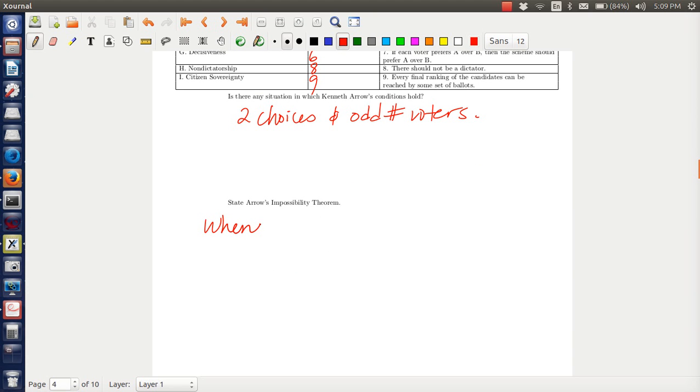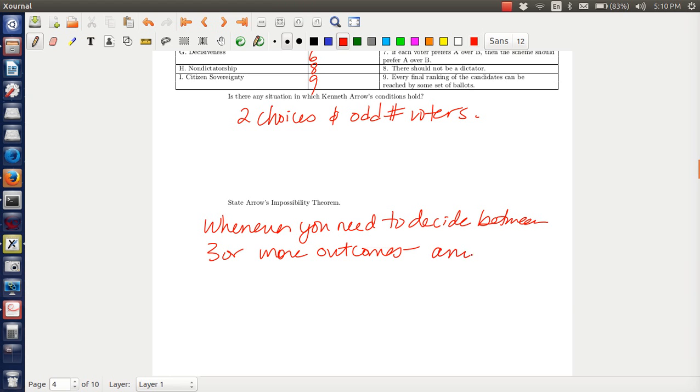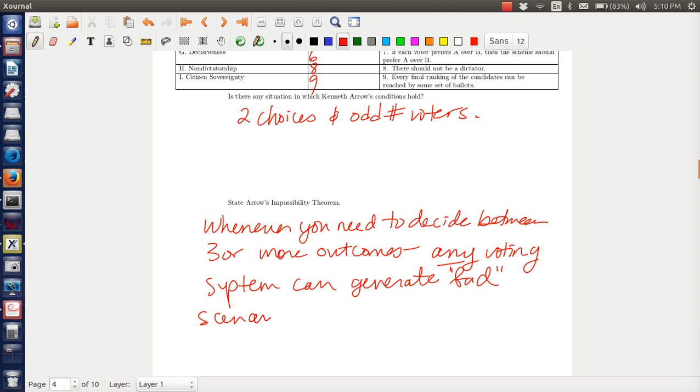whenever you need to decide between 3 or more outcomes, any voting system can generate somehow bad scenarios which violate some of these conditions listed above.